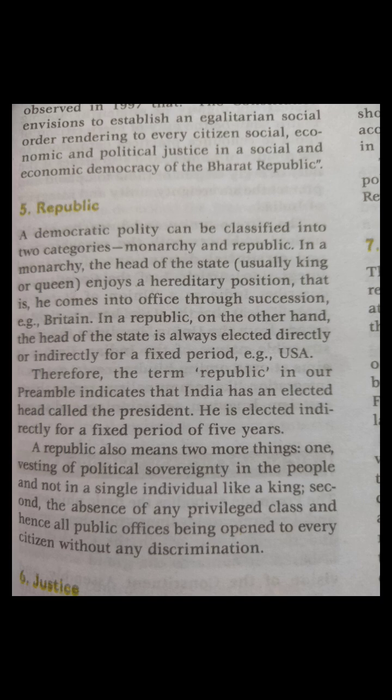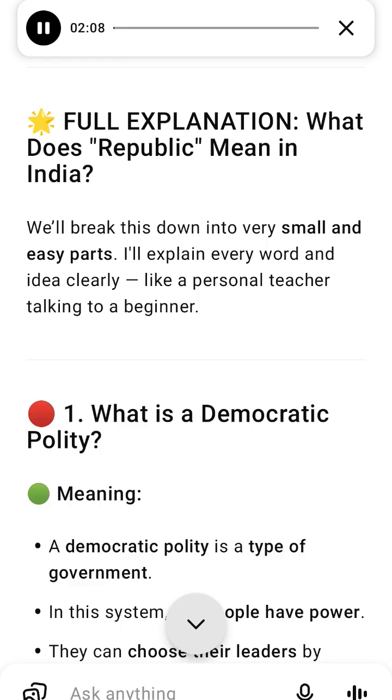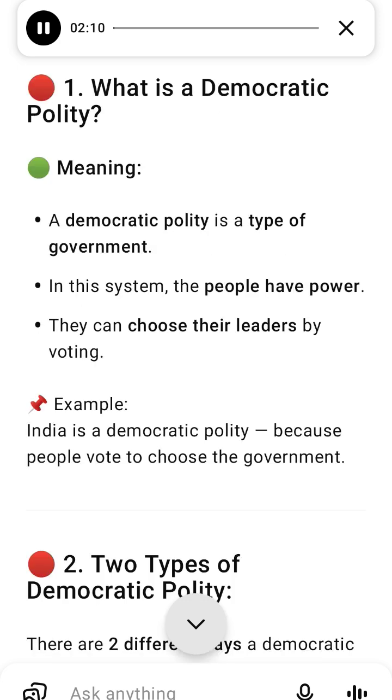B. No hereditary rule. No king, queen or royal family rules India. No one can become president just because they were born in a powerful family. Every citizen has the same right to reach the top. Power belongs to the people. In a republic, the real power is in the hands of the people. The leaders represent the people and can be removed after their term. The people, through elections, choose who governs them. D. No special class or privilege. In monarchies, royal families may have special rights. In a republic like India, there is no special class by birth, no VIP caste.